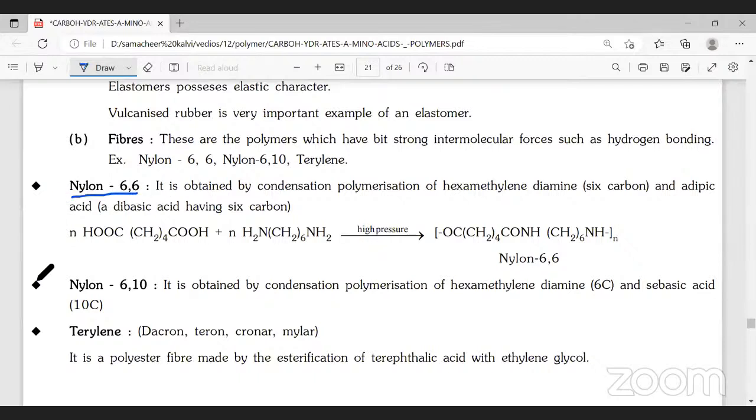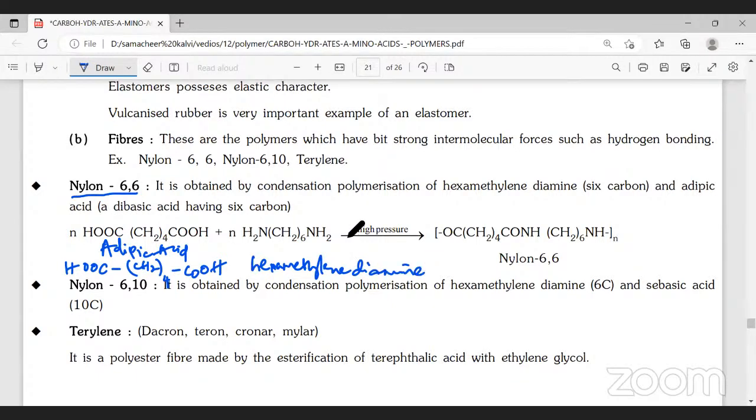One is called adipic acid. Adipic acid is hexane 1,6 dioic acid. So on the first carbon we have a COOH group, and the sixth carbon also has a COOH group, and these two are linked with 4 CH2 groups. This is commonly called adipic acid. Now, the next monomeric unit here is hexamethylene diamine. Hexamethylene, 6 methylene groups, 6 CH2 groups, and 2 amine groups. Therefore, it is called a diamine.